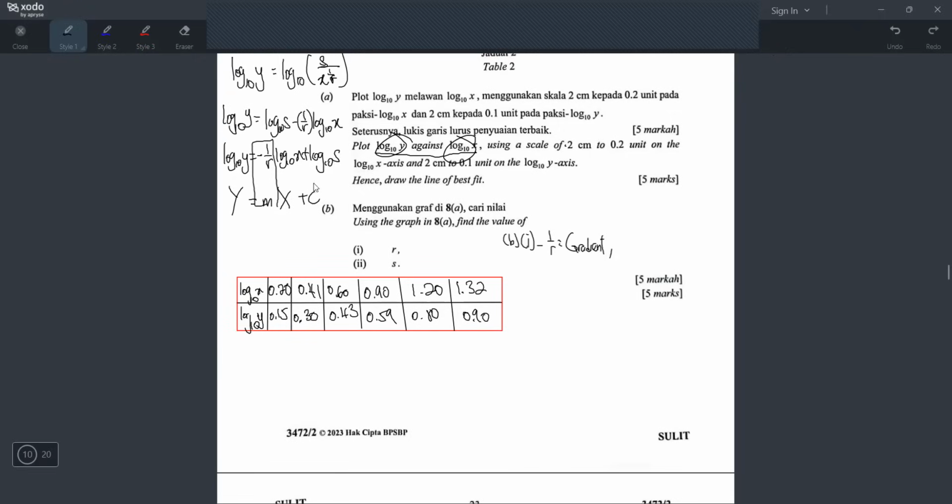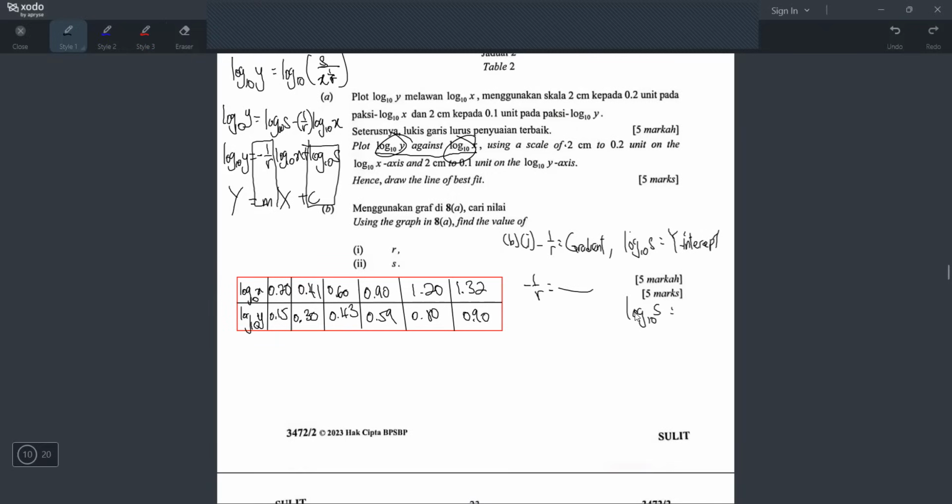And then for the C, what is C? The y-intercept is the log S. So when you write log S, you have to write like this. So log 10 S equals the y-intercept. But the y you have to use a capital letter. So y-intercept. So now negative 1 over R, later you can find the gradient in the graph. And then log S base 10, you can also find the y-intercept from the graph. And then substitute here, and then move across, then find R and S.